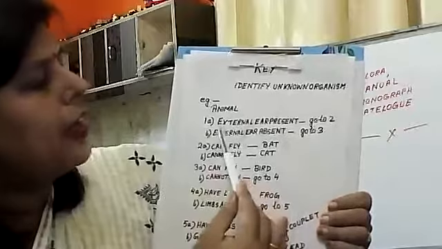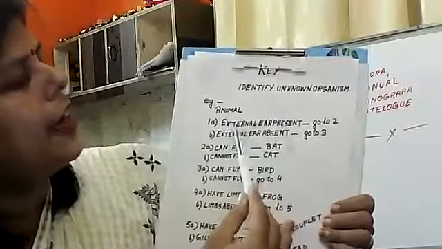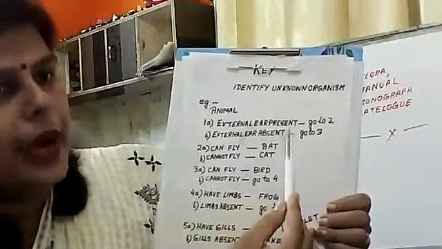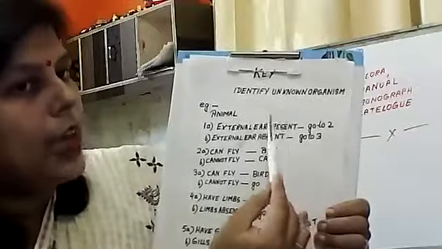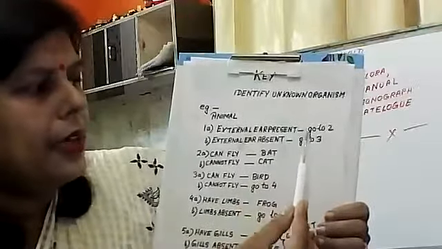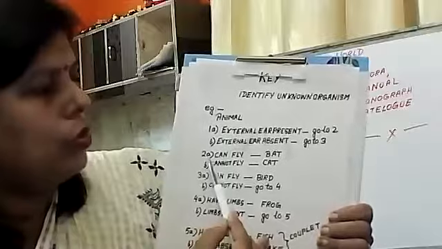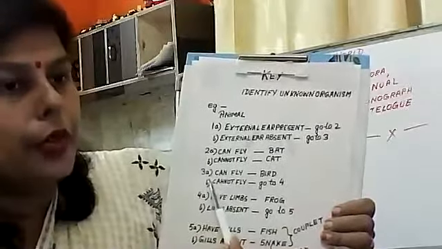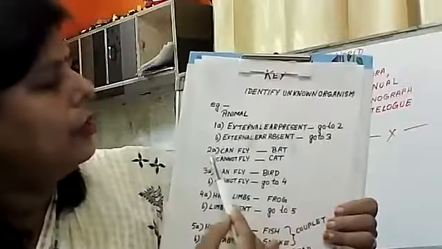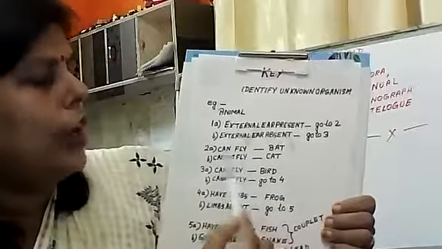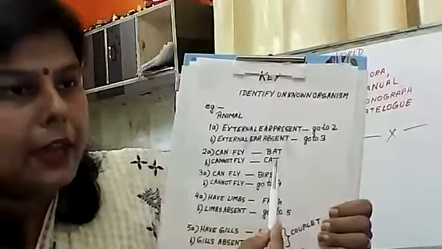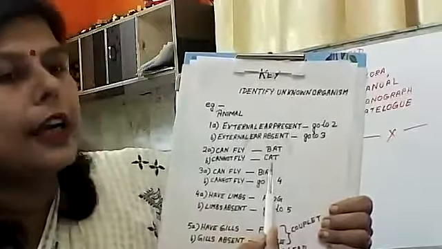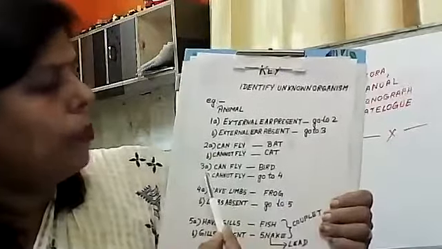So first, in the first one you just see, say, external ear is present. Then you observe that organism. If it is present, then you have to go to point 2. But if it is absent, then you have to go to point 3. Then in point 2, can fly. If it can fly, it is a bat. If it cannot fly, it is a cat. But if this doesn't apply, then you have to go to point 3.